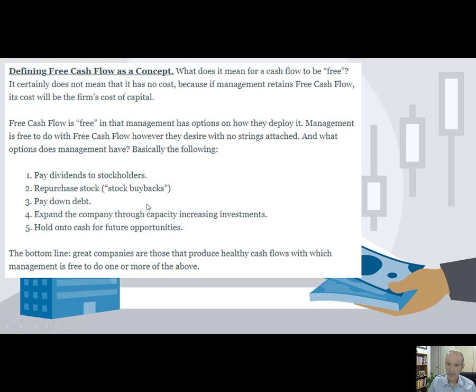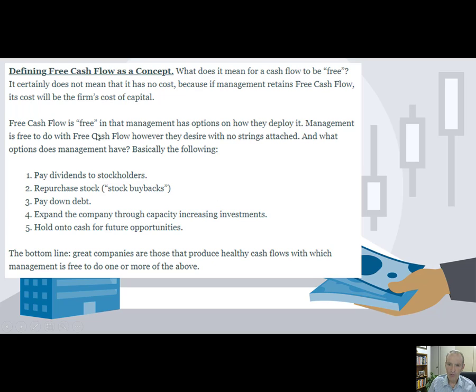Now, number 4 is the tricky one. Is the firm really expanding capacity, or is their capital expenditure just keeping the current capacity in shape? So if Walmart is refurbishing stores, painting stores, fixing stores, but they're not adding any new stores, then that is not expansionary CapEx. That's what we call maintenance CapEx.